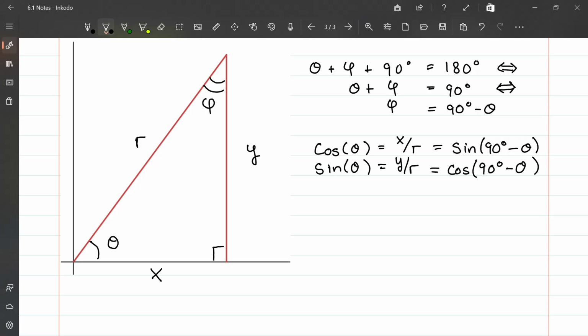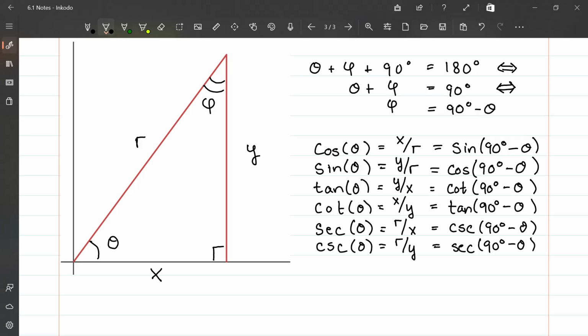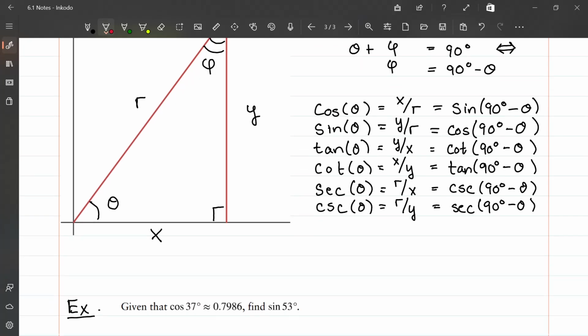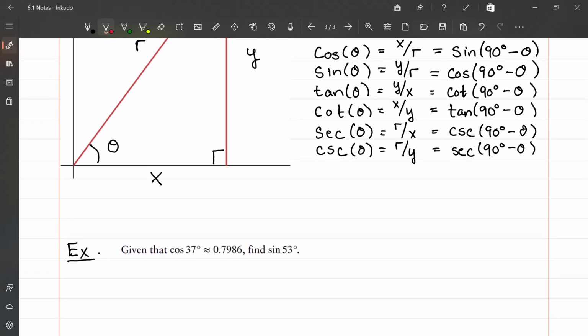There are others of those as well. I'll go ahead and put them on the screen. There are a total of 6 cofunction relationships. I've written them all here for you so we can use them all, and in fact, we're going to use them in the next example. Let's try to keep them on the page.